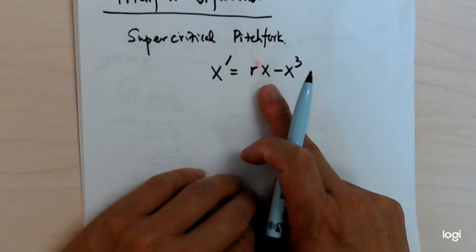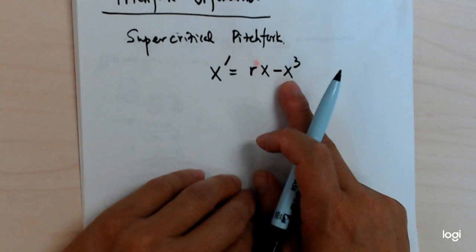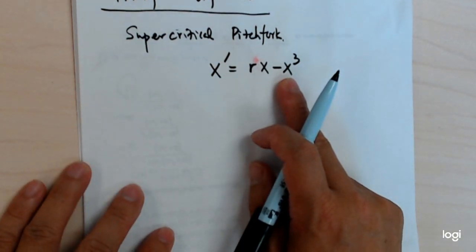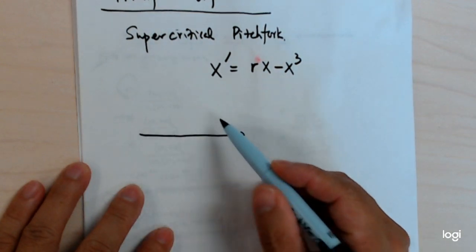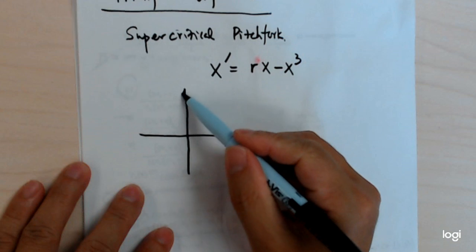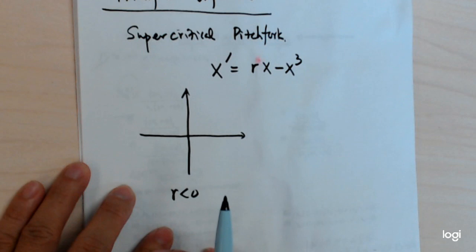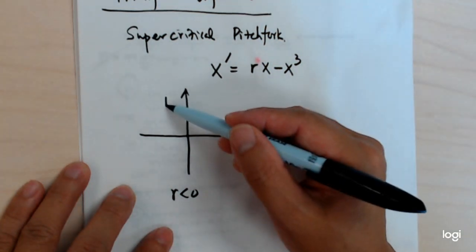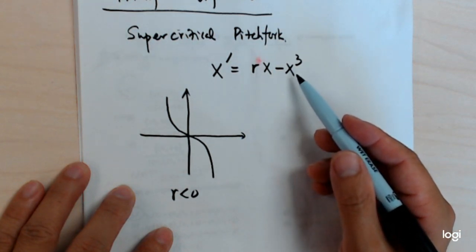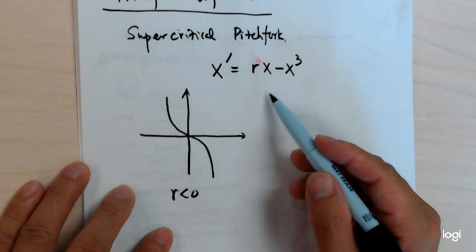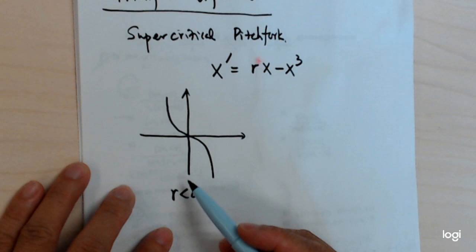So the right side is this cubic polynomial. Once again, we try to plot the graph of Rx minus x cubed. Here is how it looks. You can take out a calculator or plug in some R and figure out the graph of this. When R is negative, this is how Rx minus x cubed looks. If you are not sure about this, try to plot it and see why the graph looks like this.